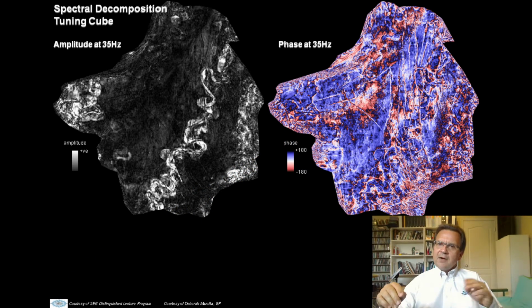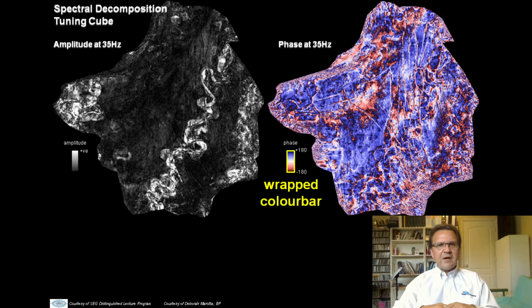Since it is a wrapped minus 180 degree to plus 180 degree phase that we're displaying, it's important to use a wrapped color bar for display purposes. Using the same color at the plus and minus 180 degree wrap positions ensures that you do not impose an artificial color bar induced discontinuity.